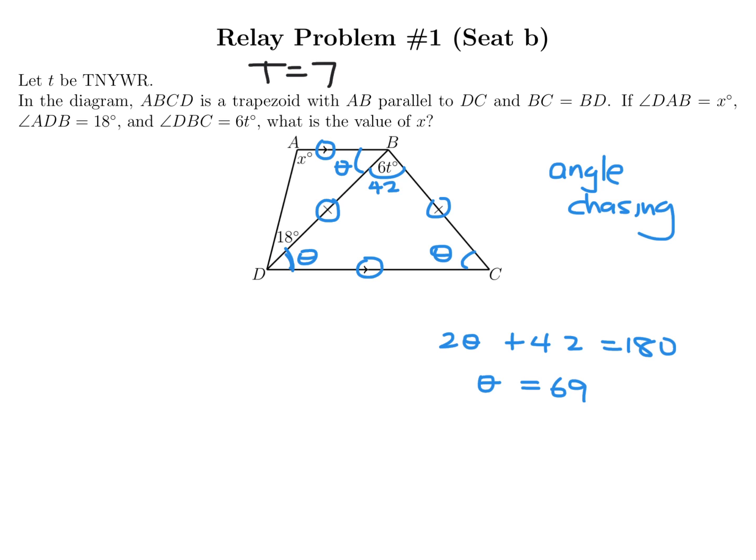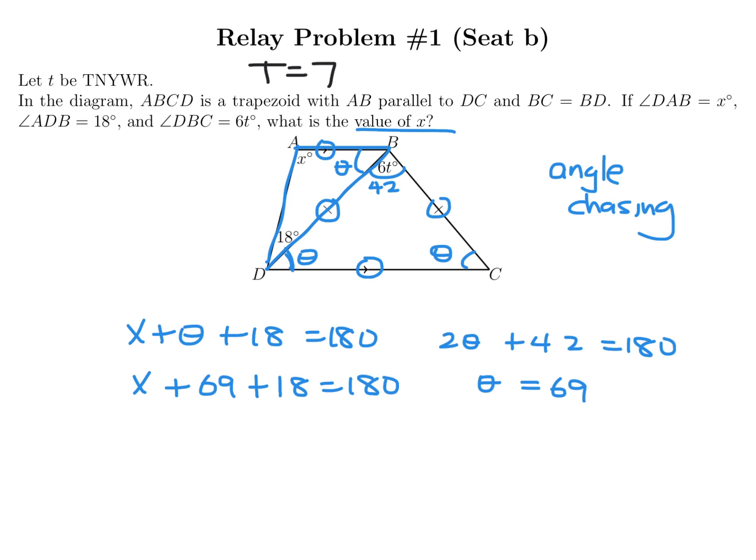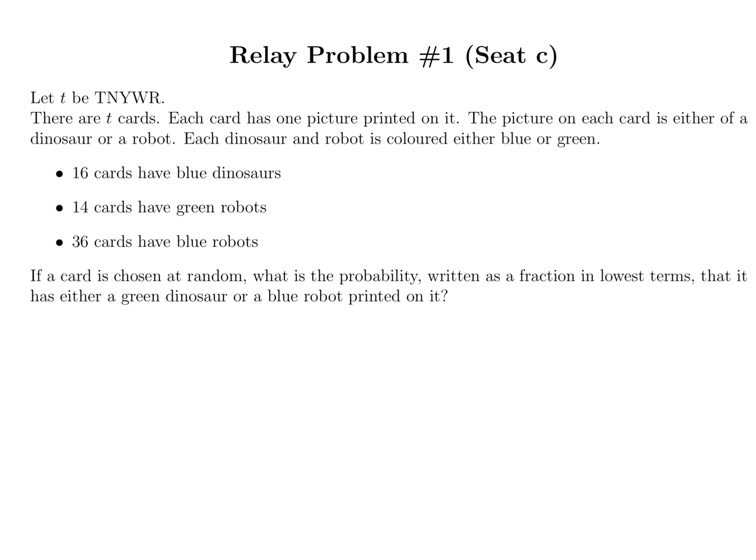So if you look at triangle ABD, x plus theta plus 18 is equal to 180. And x is what we're trying to figure out. Theta, we just figured out, was 69, and therefore that's the equation. And when you solve that, you get x equal to 93. 93 degrees is the answer. So t is 93.